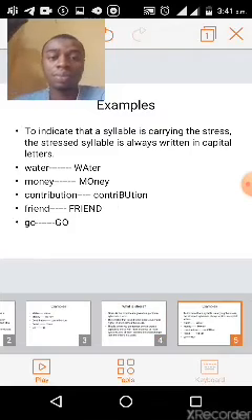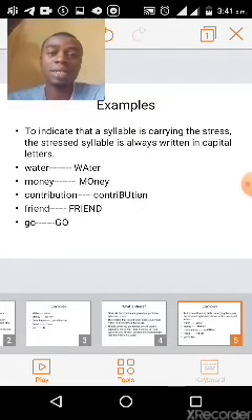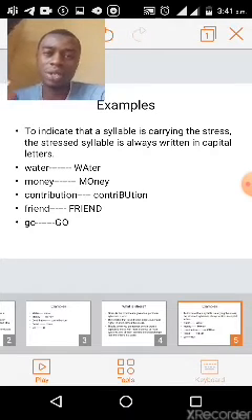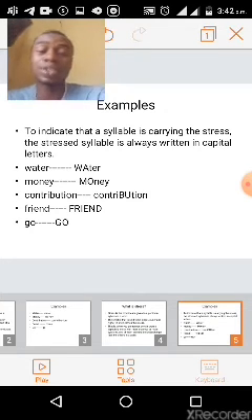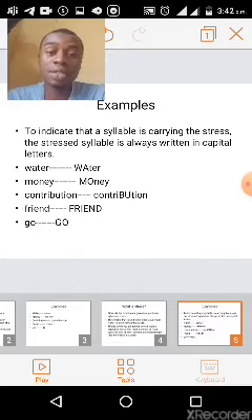Let's use these examples to explain what stress is. To indicate that a syllable is carrying stress, the stressed syllable is written in capital letters. In your dictionary, it is not written in capital letters, but here we are going to use capital letters to show which syllable is carrying the stress. In the dictionary, you will notice that after the word, the next thing is the transcription. There is always a small stroke at the top of the word, and the syllable where the stroke is the one carrying the stress. But for the purpose of this lesson, we'll be using capital letters to indicate which syllable is carrying the stress.